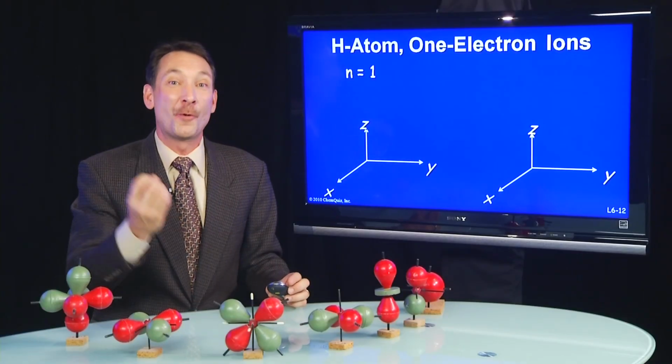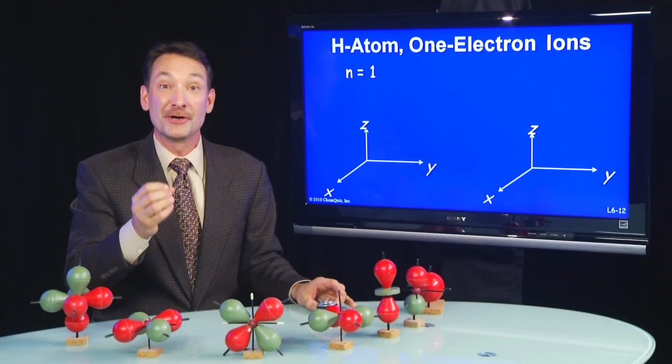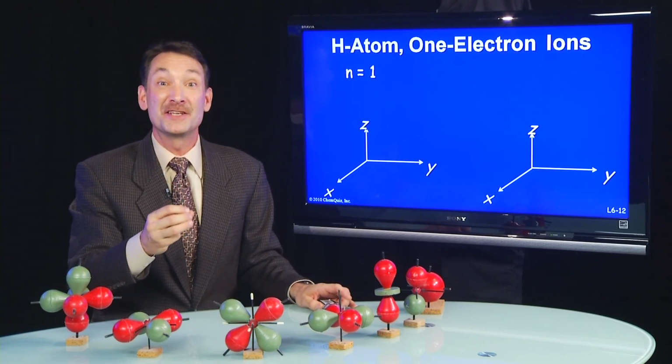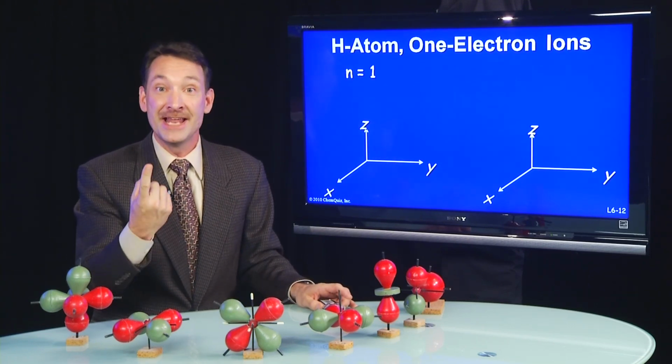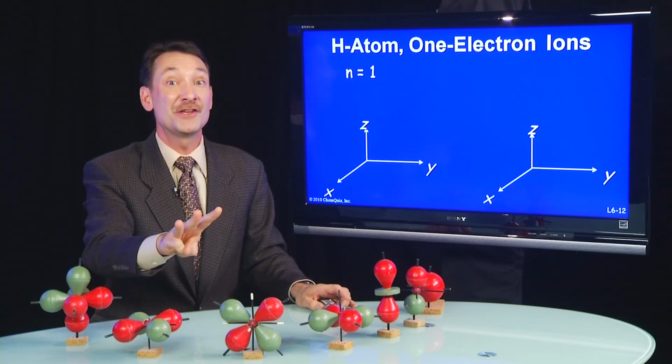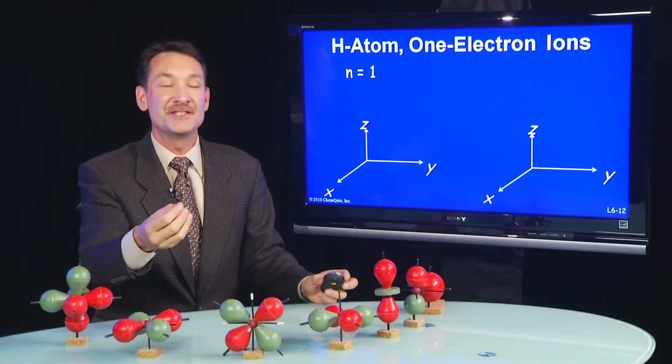So let's look at the various orbitals of a hydrogen atom. Now remember, each orbital is a specific wave function, and that wave function will be described by 3 quantum numbers, n, l, and m sub l. Once I give you 3 quantum numbers, you should be able to tell me the orbital. So let's look at them in sequence.